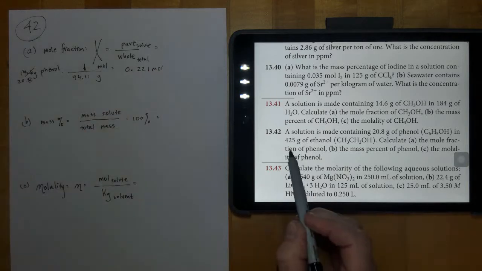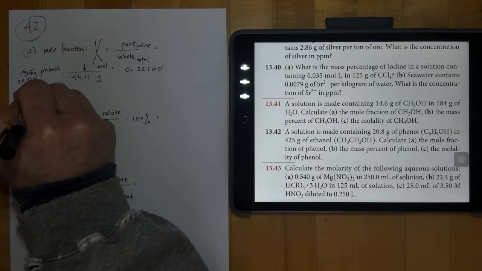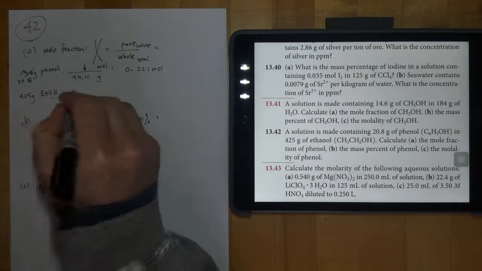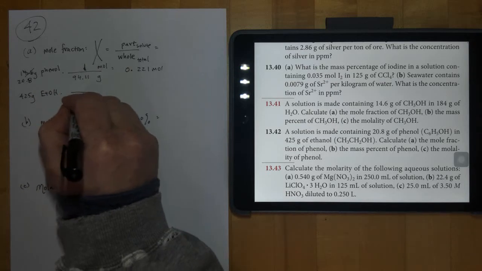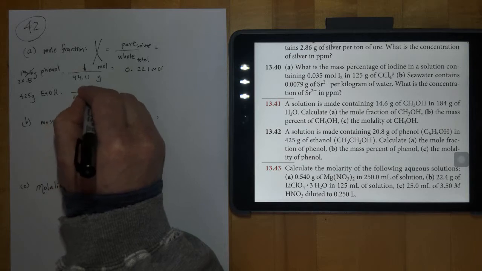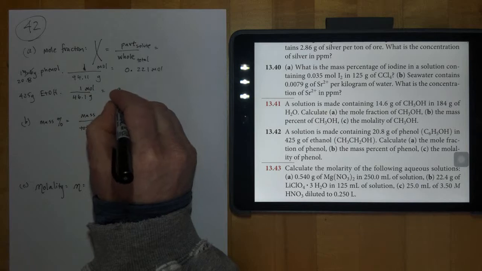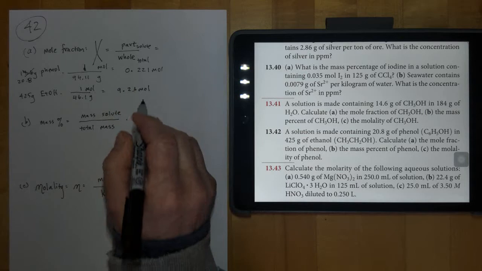And then read the correct question here. 425 grams of the ethyl alcohol, EtOH, right here. And when you add that one up on the periodic table, there are approximately 46.1 grams in a mole for that. Do the division there, and we have 9.23 moles of the alcohol.